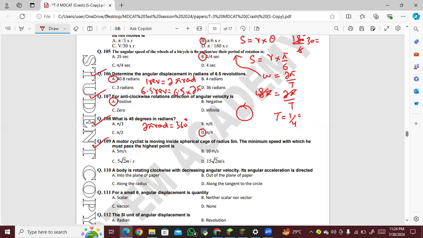109. A motorcyclist is moving inside a spherical cage of radius 5 meters. The minimum speed with which he must pass the highest point. So velocity at the highest point is under root gr. The value of g is 10 and its radius is 5. Moreover, you can write 10 as 2 into 5, so it becomes 5 under root 2. C is the right option.